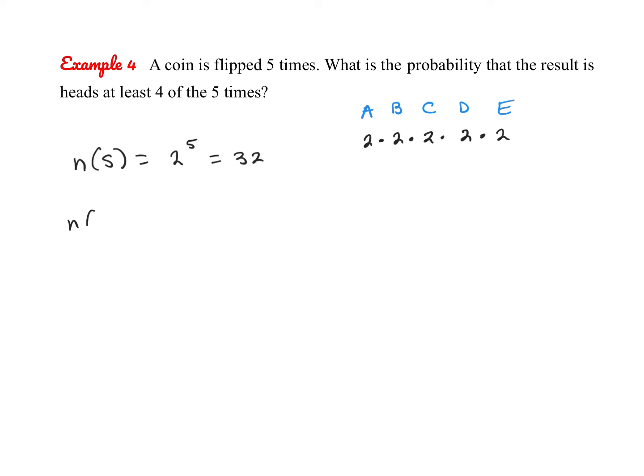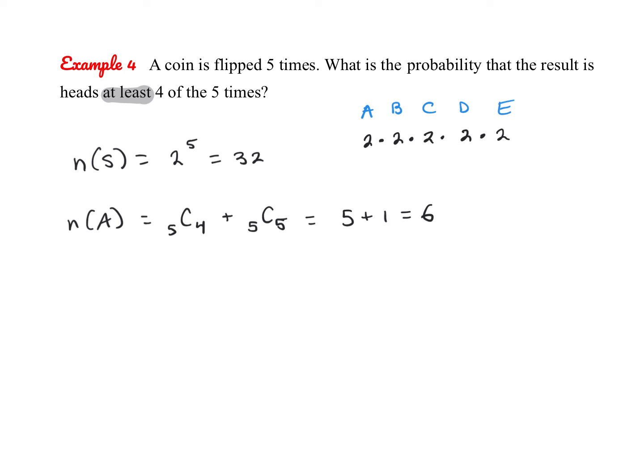Now to find the number of favorable outcomes for 4 or 5, remember we have 5 individual flips. And we're wondering, well, it could be 4 heads or it could be 5 heads. So this is how many different combinations of 4 heads we could get, and this is how many different combinations of 5 heads we could get. So 5 choose 4 is 5, 5 choose 5 is 1. So there's 6 possible combinations of at least 4 heads.